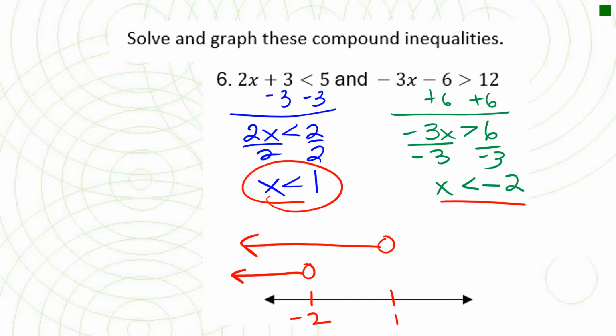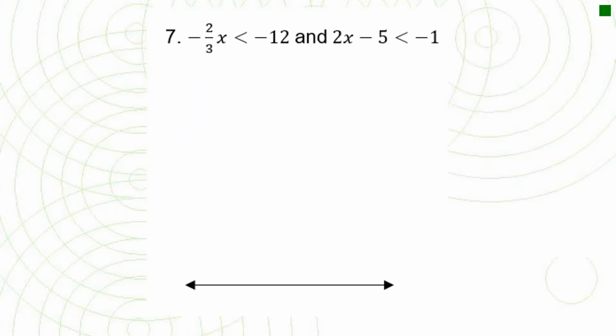Now since it's an and, I need to know where do they intersect. So that means where are they both above the graph? Well, this is the point that starts the intersection, and right here is where there's 2 lines above it, so that's where they intersect. Because if I look in this space right here, there's only 1 line above it, whereas here there's 1, 2. There's 2 lines above it, so that means they intersect there. Okay? All right, so let's look at number 7.